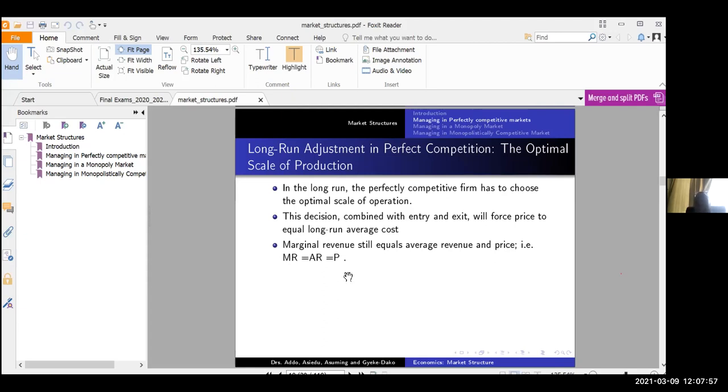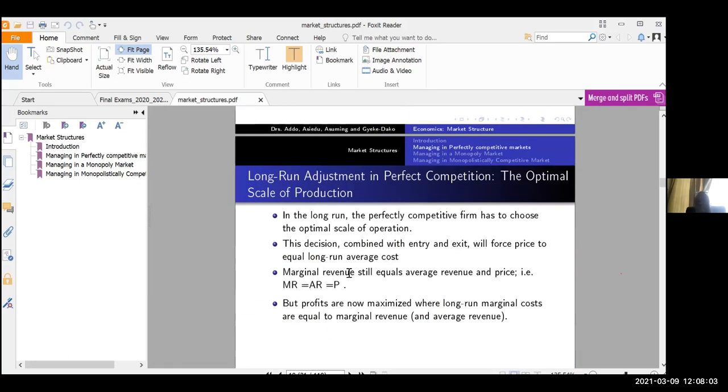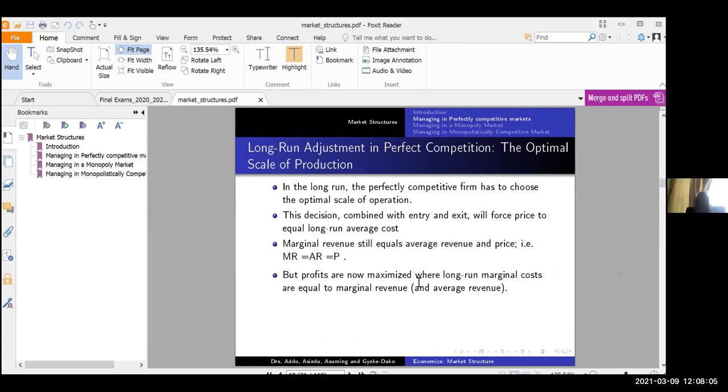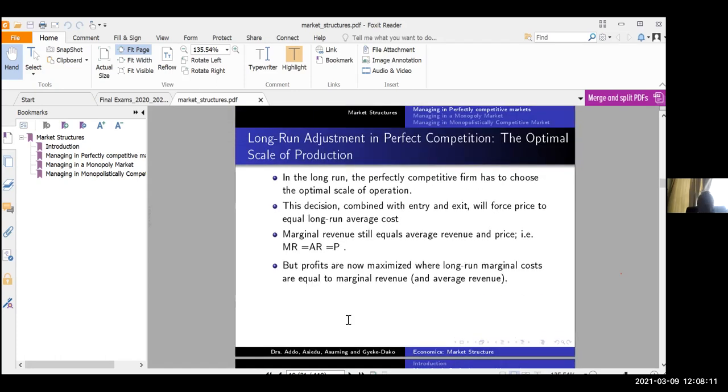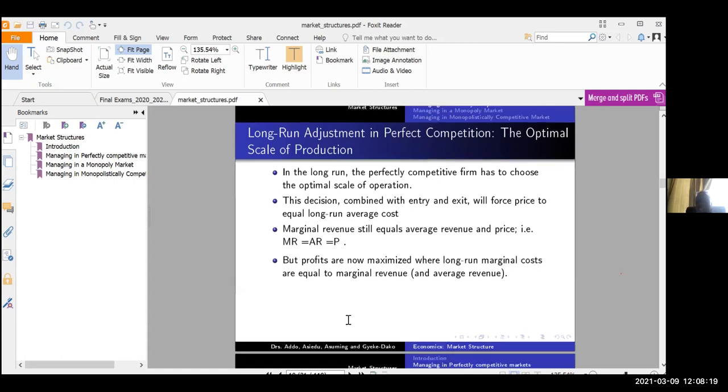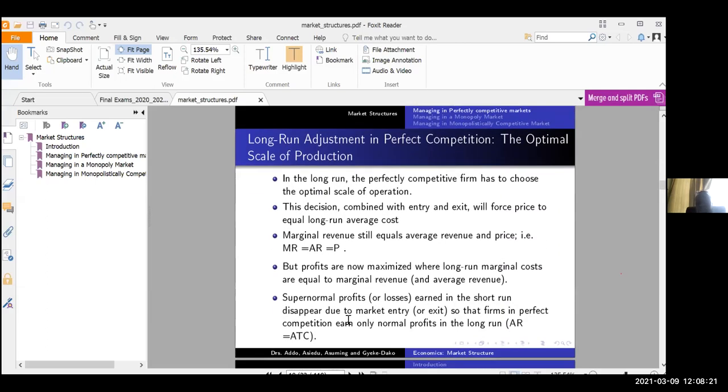So marginal revenue still equals average revenue, which equals price. But profits are now maximized where long run marginal cost equals marginal revenue. So even in the long run, your marginal additional cost equals the additional revenue you get selling one unit, equals the additional cost of producing it, okay, in the long run.